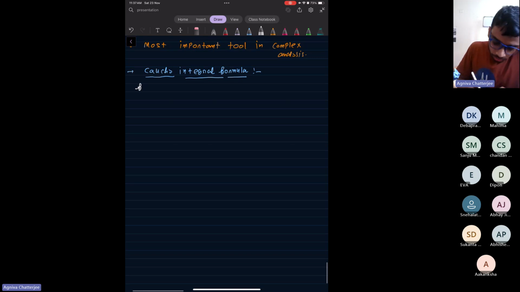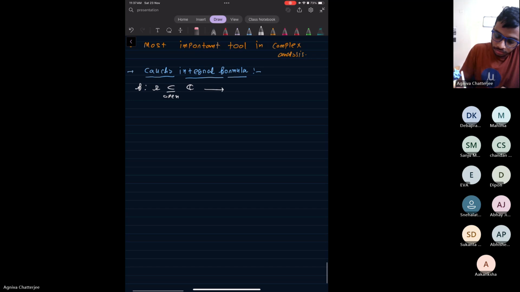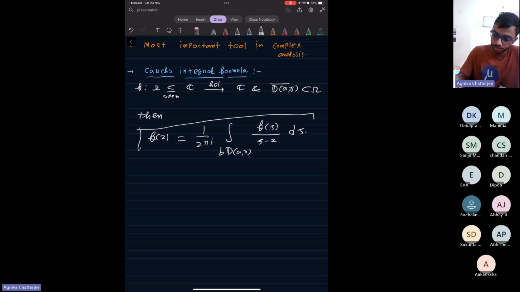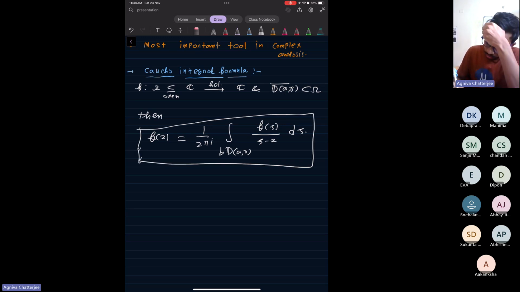So what is the Cauchy integral formula in one variable? If you have a holomorphic function on omega, and you take a disk whose closure is inside omega, then you can represent the value of the function using a boundary integral, the integral of f(zeta) over zeta minus z, d zeta. I think everybody has seen this. And z is here, inside the disk.